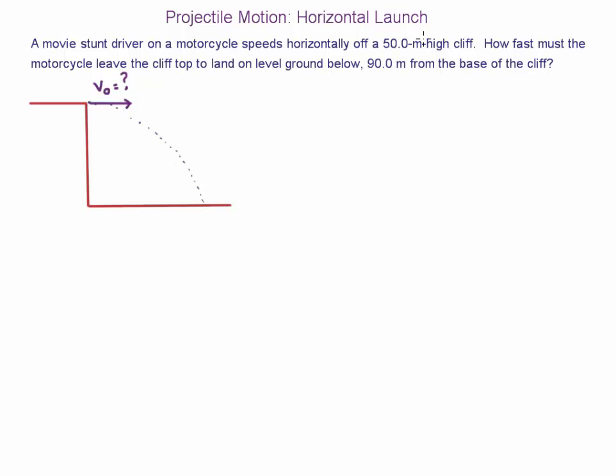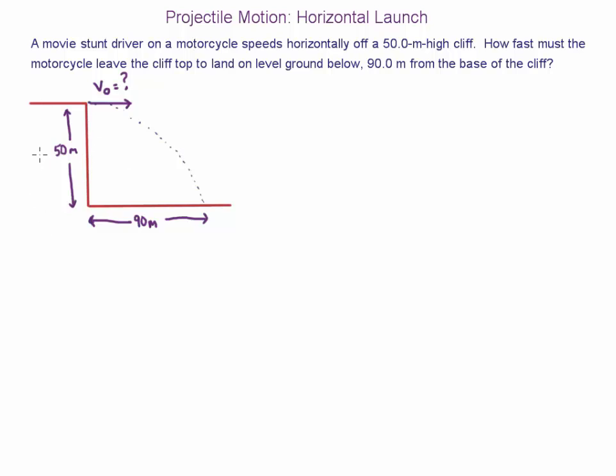Now, what do we know? We know that the cliff is 50 meters high, and we know that we want it to land 90 meters from the base of the cliff. Okay, now we have information, but like in all our other problems, we need to turn these into some variables we can use with equations.